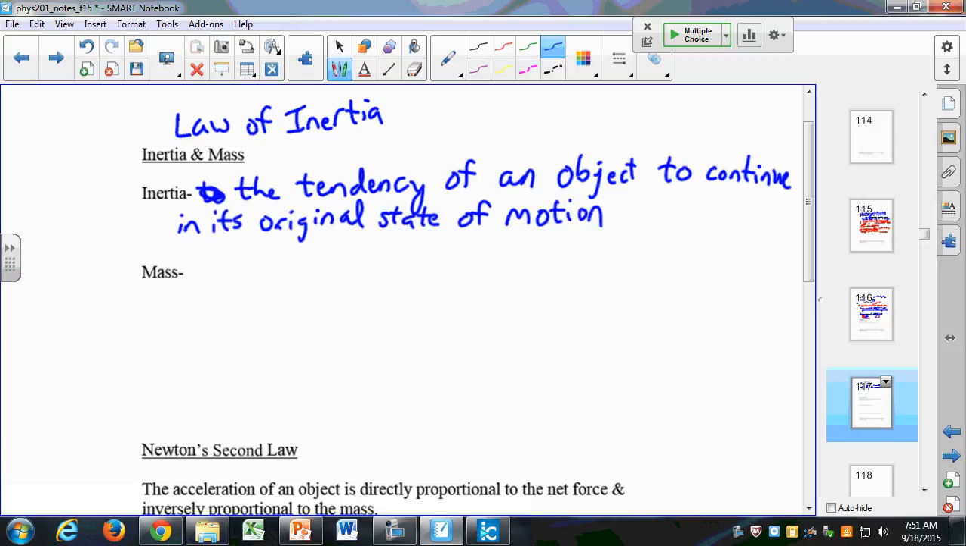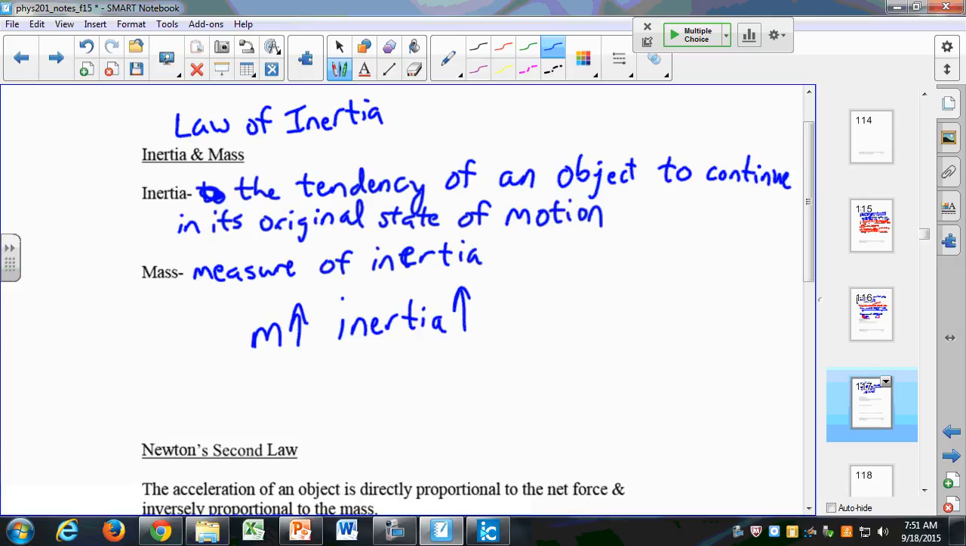Mass is a measure of inertia. So if your mass is bigger, that means that your inertia is bigger. We measure our inertia in terms of mass. If our mass is smaller, that means our inertia is smaller. So that means, for example, if you have a really big block or a really big piece of furniture, it has a lot of mass, that means it has a lot of inertia.